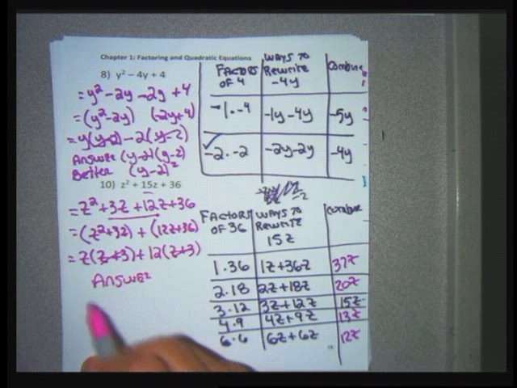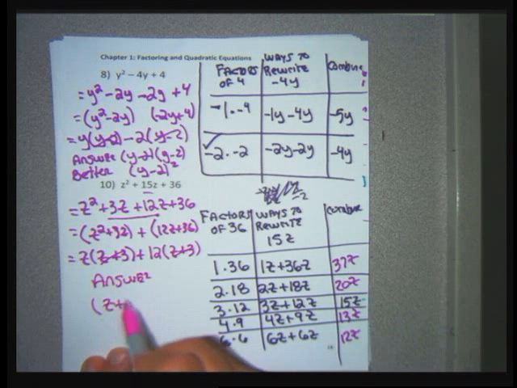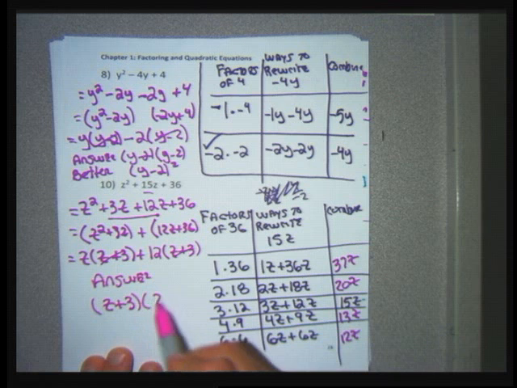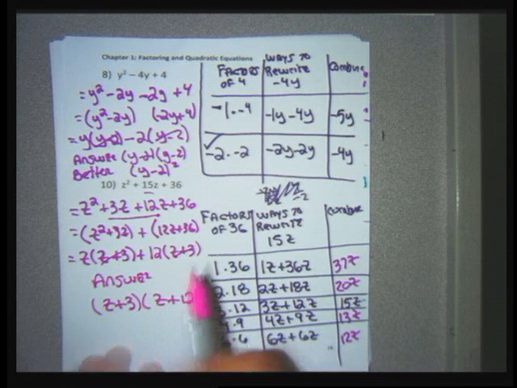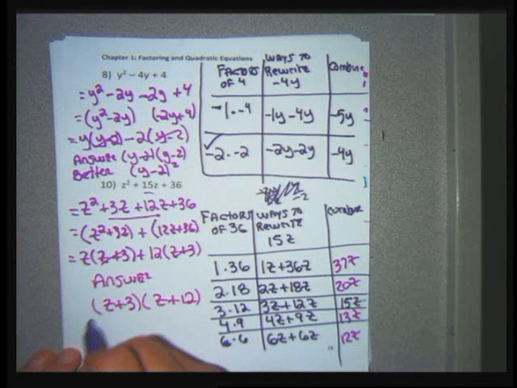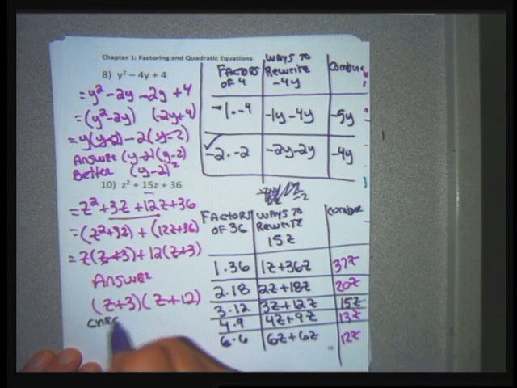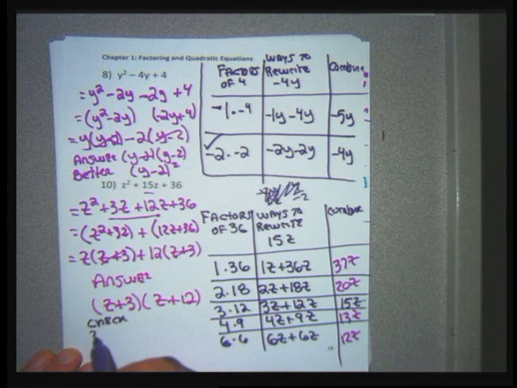So my answer is going to have one parenthesis with a z plus 3, another parenthesis with a z plus 12, and again, I could always check. Checking is usually FOILing. It's optional, but it can't hurt.